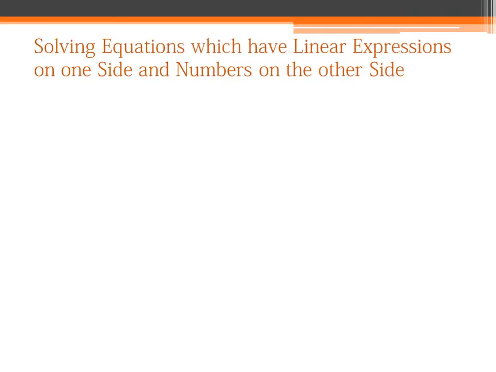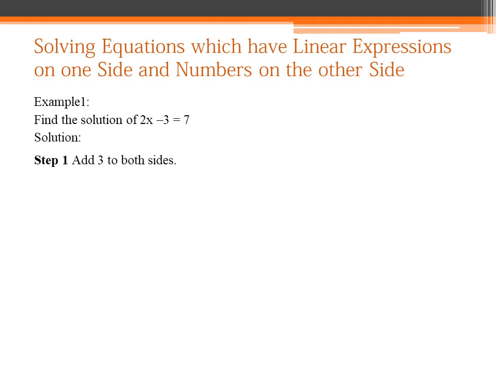Solving equations which have linear expressions on one side and numbers on the other side. Example 1. Find the solution of 2x minus 3 is equal to 7. In all cases, the trial and error method is very difficult for solving equations. For that, let us find a method for finding the solution. For this question, we can add 3 on both sides. Then LHS becomes 2x minus 3 plus 3 and RHS becomes 7 plus 3, which implies 2x is equal to 10.